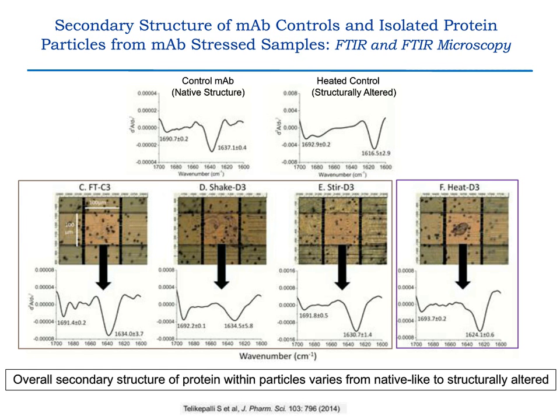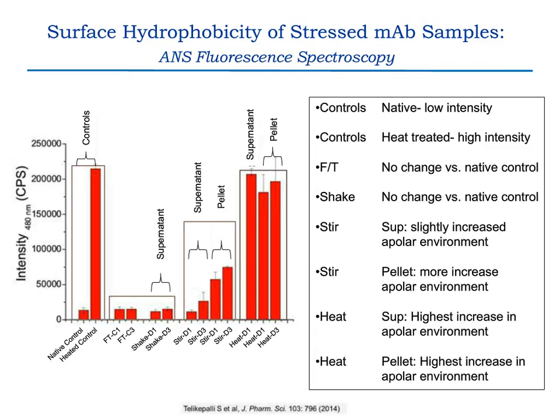We can also assess the conformation of the protein within the particle by its interaction with an extrinsic fluorescent dye. This dye is called ANS, and ANS fluorescence greatly increases when it's in a more hydrophobic environment compared to a more hydrophilic environment. If we look at our two controls on the left-hand side, the native protein and the extensively heated protein, we can see that there is a small amount of fluorescence in the presence of the native protein, but a greatly increased amount with the denatured control.